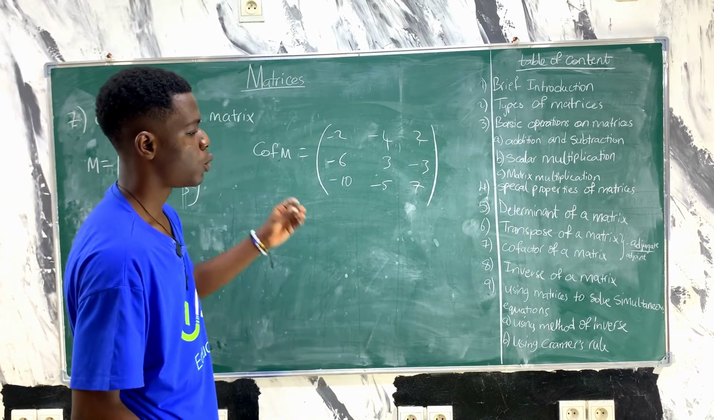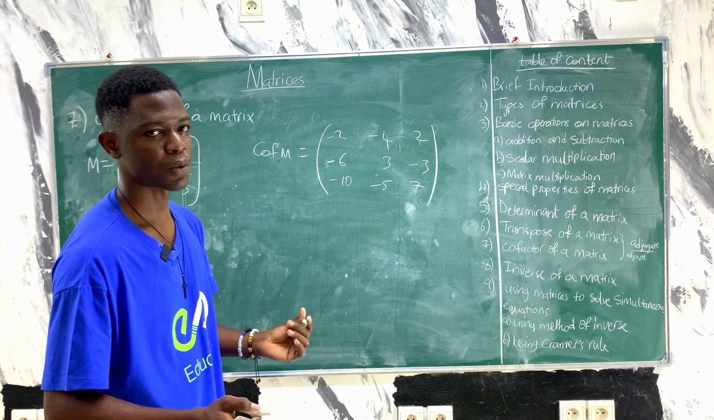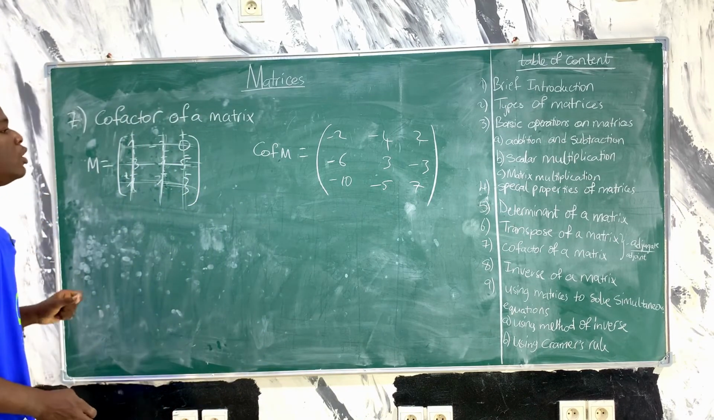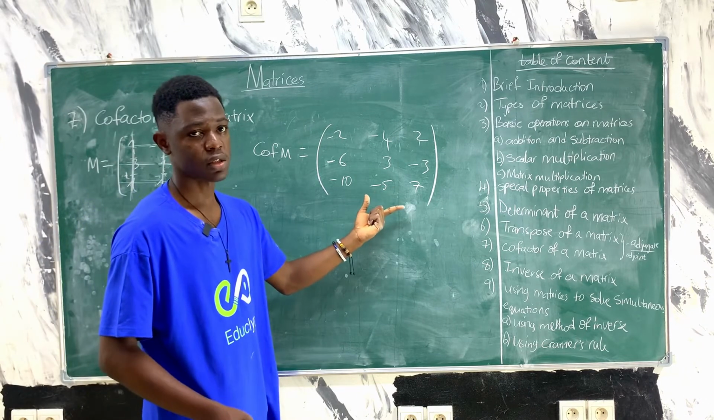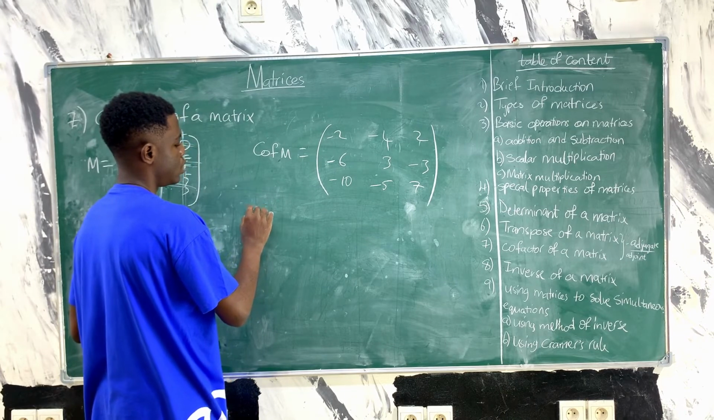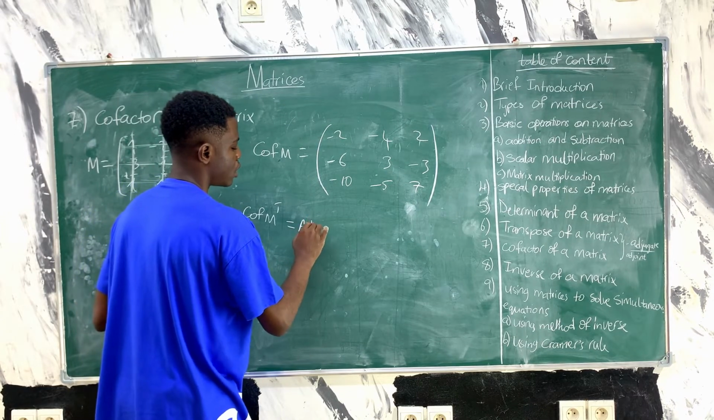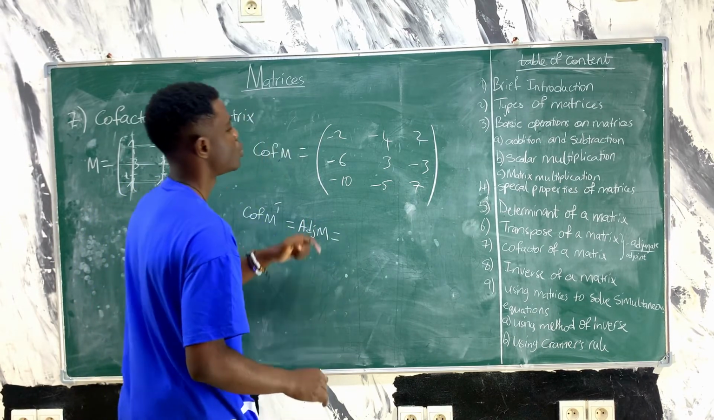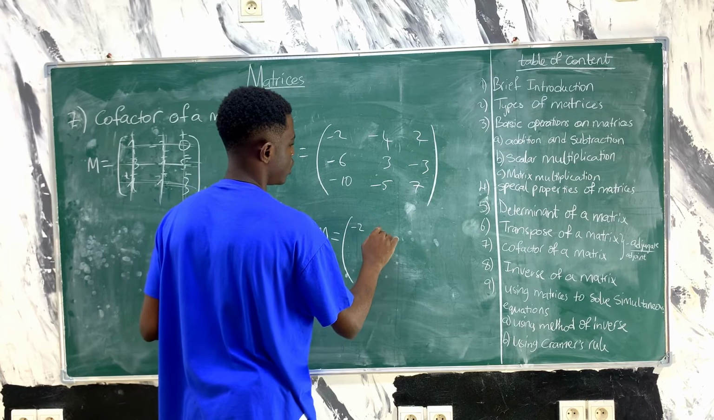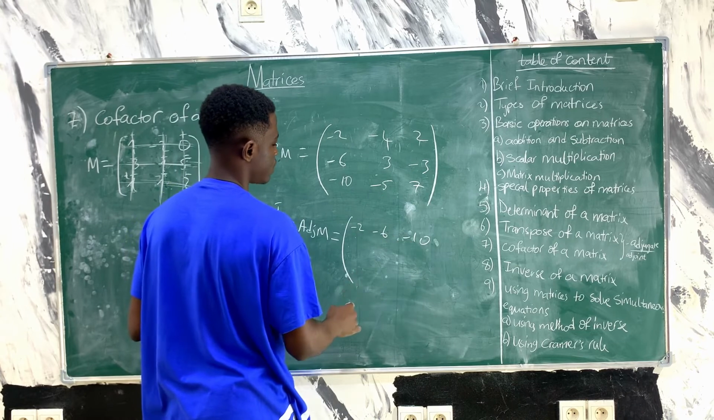Now for a different one called the adjugate. What is the adjugate? The adjugate is just the cofactor transpose. When you find the cofactor like this, if they ask you to find the adjugate of M, you first find the cofactor, then you find the transpose. The transpose is quite easy. Cof M transpose is equal to the adjugate of M. The rows become columns. So you put your negative 2, negative 6, negative 10 here.